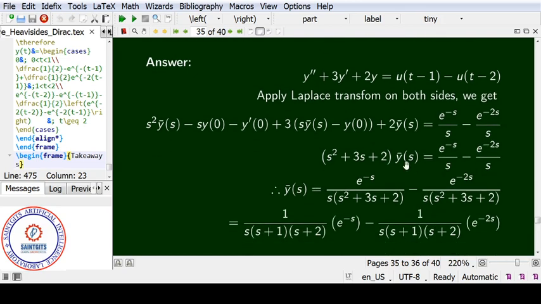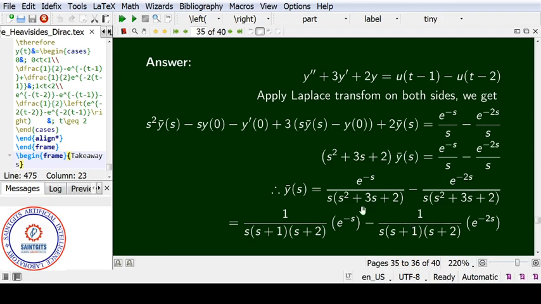Then I solve for Y bar of s. That means I keep Y bar of s on the left side and bring s² + 3s + 2 to the right side, so it comes to the denominator of each term. So Y bar of s equals e^(-s)/(s(s² + 3s + 2)) minus e^(-2s)/(s(s² + 3s + 2)).